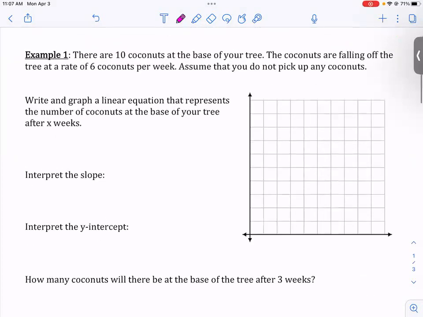Brady, how about you read the first example out loud? It's fine. Let him read.